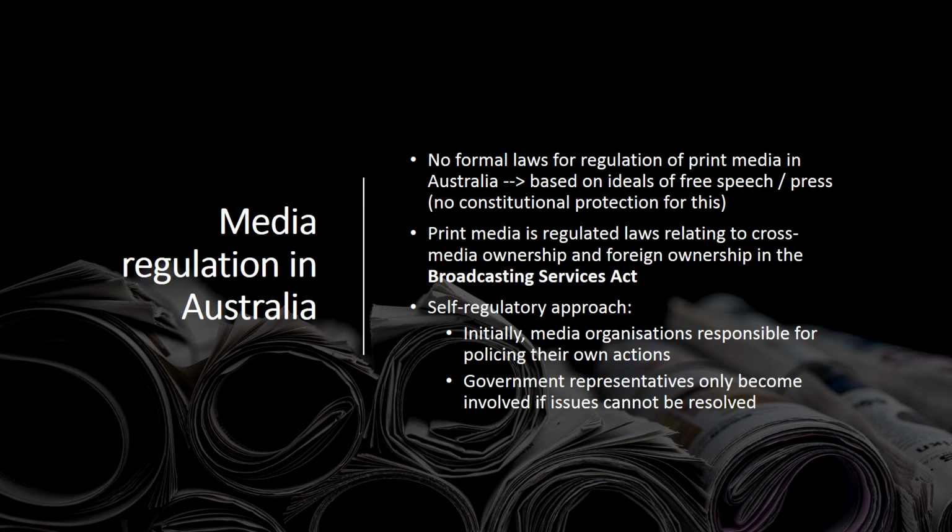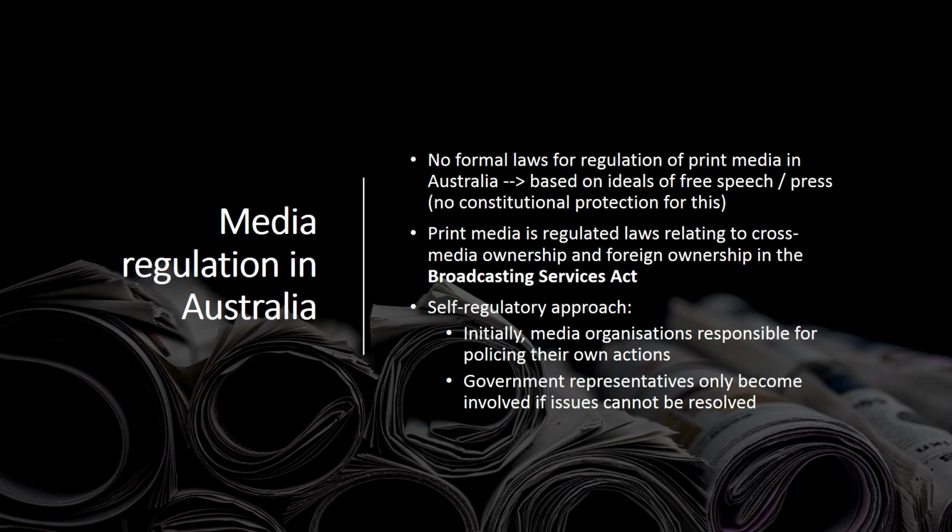And their first point of contact is the content producer itself. So the TV station, the radio station, or in the case of the internet, the company, the content creator who produced the content. So self-regulation begins with the media organization, and they are initially responsible for policing their own actions. Government representatives and government agencies only become involved if the issue cannot be resolved at that initial basic level. So that's how self-regulation works. It begins with people complaining, making submissions to media organizations themselves, and then the government only becomes involved at a later stage if those problems cannot be resolved at that initial level.